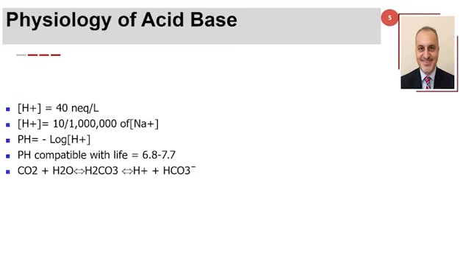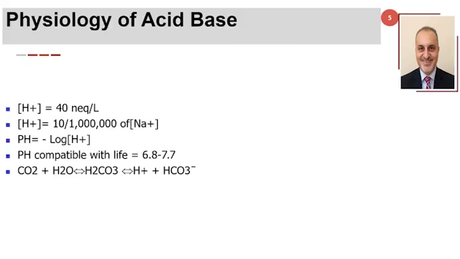Everyone knows, or hopefully we know today, that the hydrogen ion concentration is about 40 nanoequivalents per liter, so it's a very low concentration, about one millionth of the concentration of sodium. If you remember basic chemistry, if you know the hydrogen ion concentration and have an easy scientific calculator, you can easily calculate the pH. The pH is the minus logarithm of the hydrogen ion concentration. In your body, pH is usually compatible with life between 6.8 and 7.7. Above or below that, the patient will likely not make it.